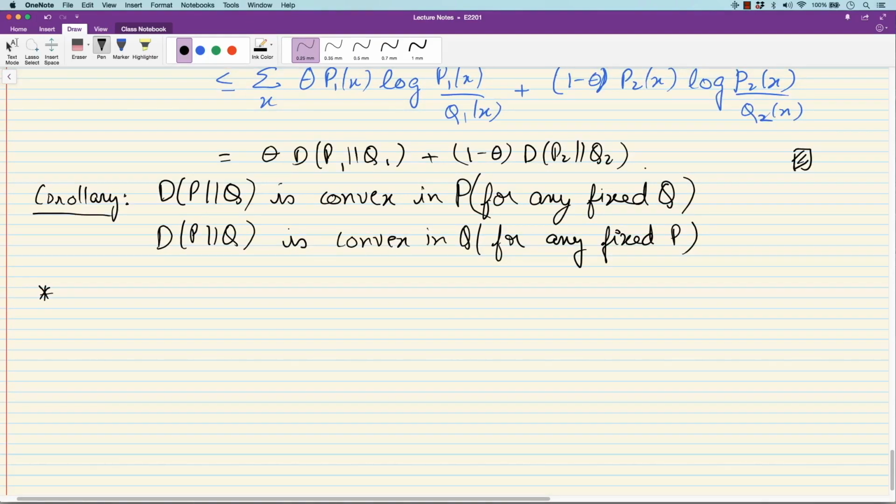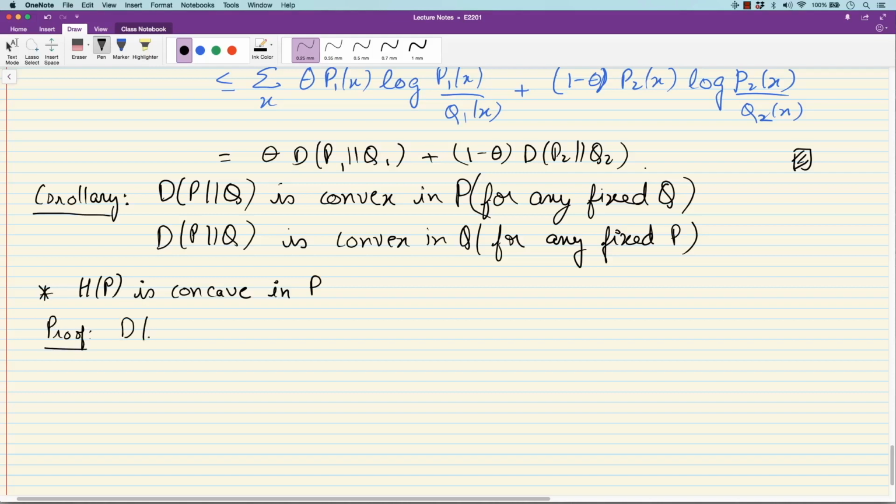So another corollary is that H of P is concave in P. Concave functions look like a cap, and they can be maximized. So this function is concave in P. How do you show that? Well, the proof is very simple, given that we've already shown something stronger.